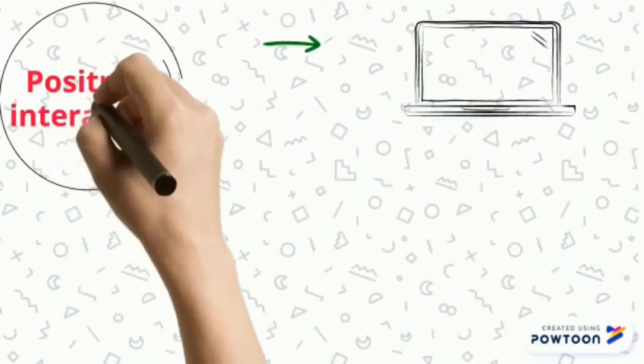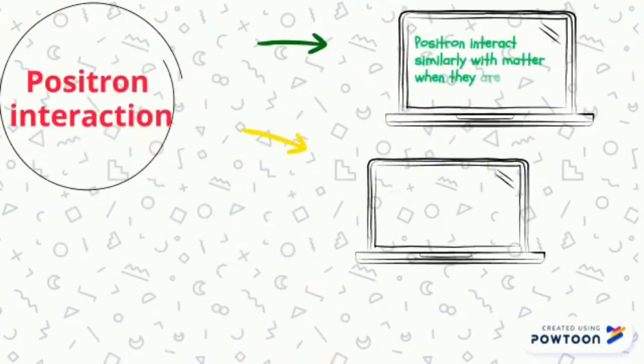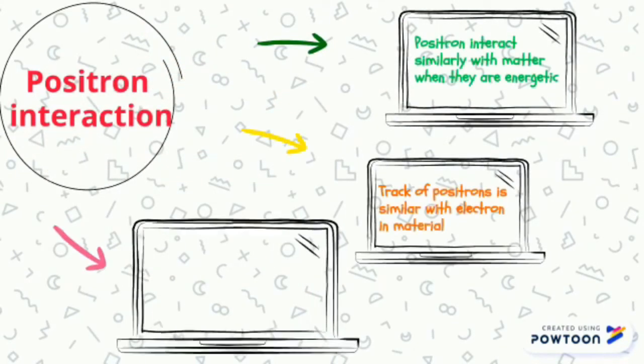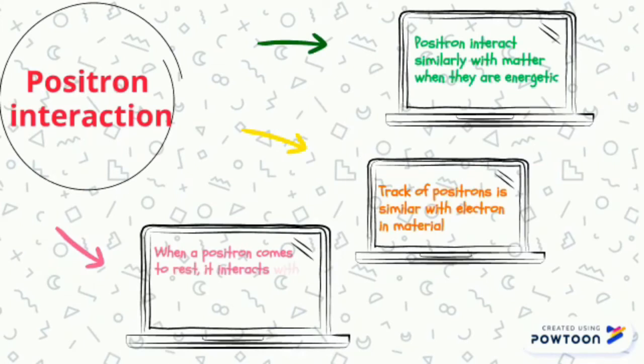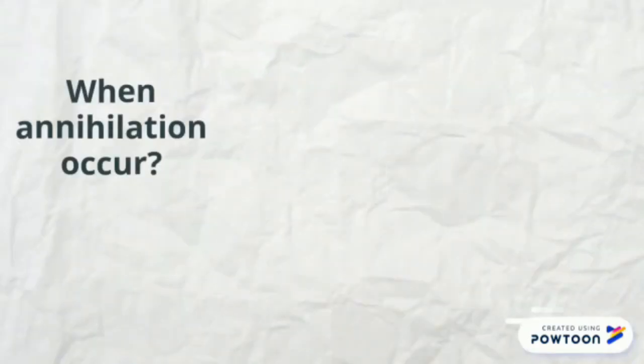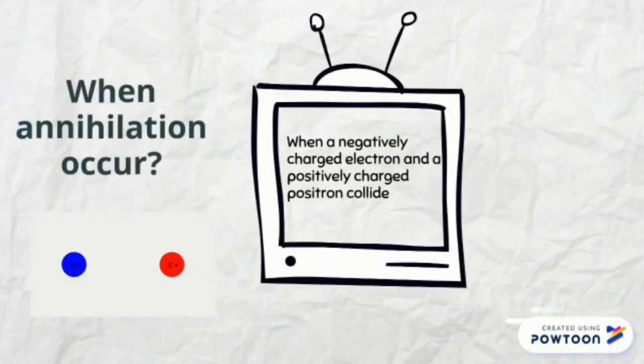We go to positron interaction. Positrons interact similarly with matter when they are energetic. The track of a positron is similar to that of an electron in material. When a positron comes to rest, it interacts with an electron, resulting in the annihilation of both particles.